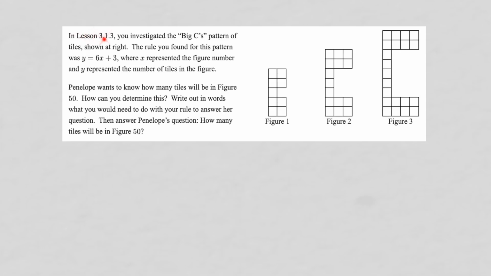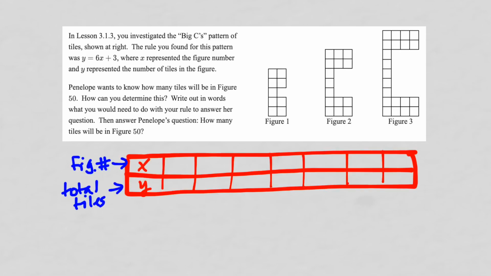In lesson 3.1.3, we investigated the Big C's pattern of tiles shown at right. The rule you found for the pattern was y equals 6x plus 3, where x represented the figure number and y represented the number of tiles. Let's talk about that just for a moment. Let's talk about a table where x is the figure number and y is the total number of tiles.